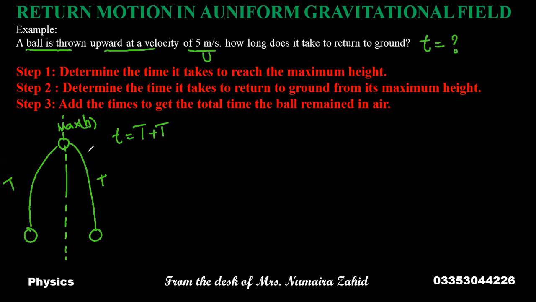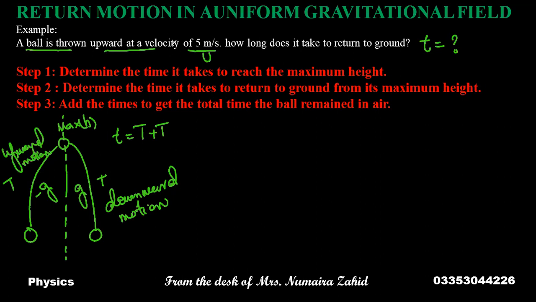Here, whenever we consider an upward motion, it will be considered a negative motion in a gravitational field, because the object is moving against the force of gravity. And when we consider the downward motion, the object is along the force of gravity, so it is a positive motion. Here we will consider the acceleration due to gravity as positive. So this is the downward motion of the object, and this is the upward motion of the object.